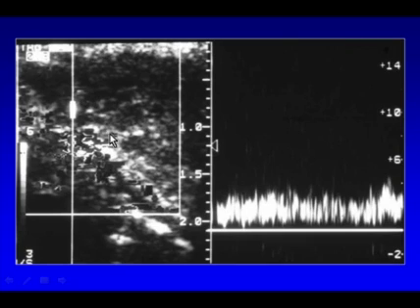And here is the Doppler of that flow showing just a venous waveform. No arterial flow was detectable throughout this lesion.